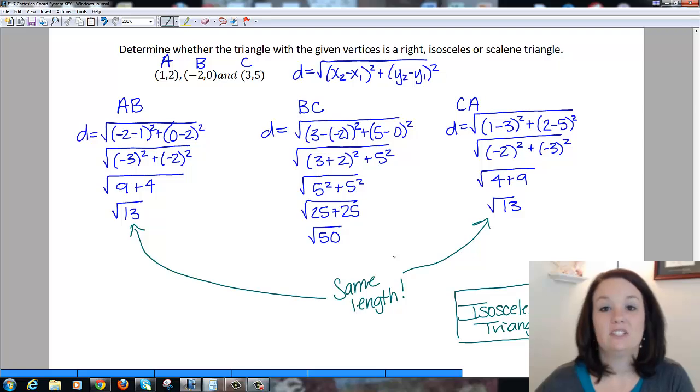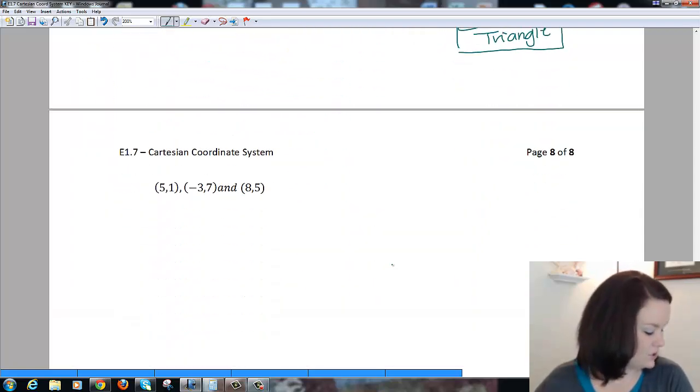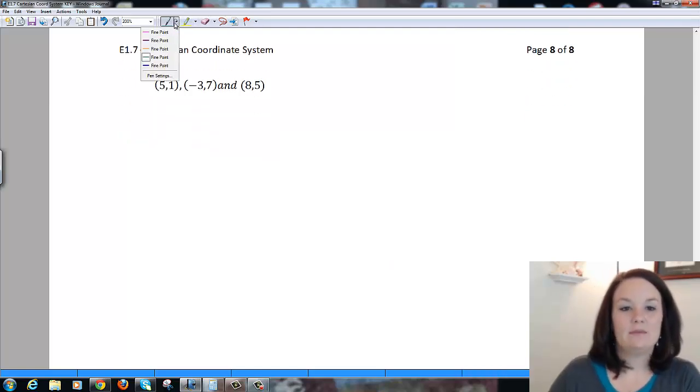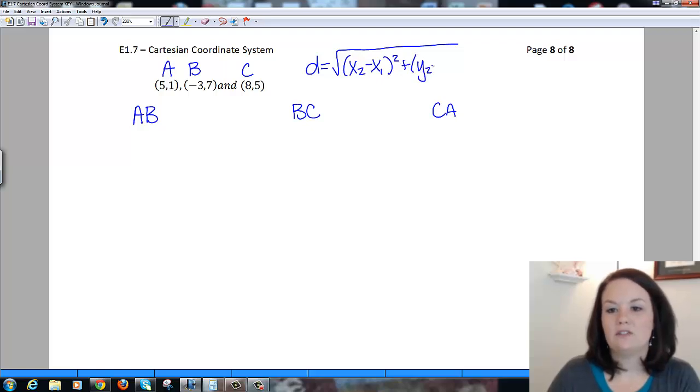Okay, so let's look at another one, and then I'll have y'all do one, and then this section will finally be over. All right, so again, I'm going to label these A, B, and C. So I'm going to do the distance from A to B, then the distance from B to C, and then the distance from C to A. I'm going to write my distance formula up here: x2 minus x1 squared plus y2 minus y1 squared.